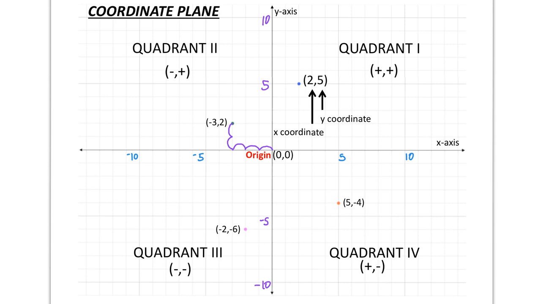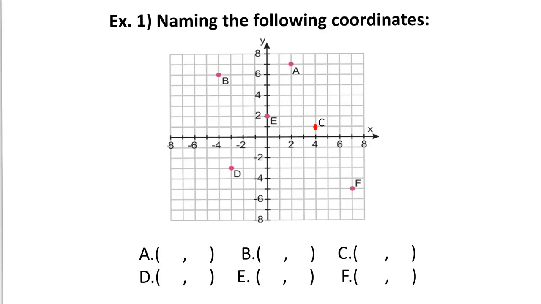So let's try an example. I have points A all the way to F on this coordinate plane. I put the units so you can see the steps that we have to do or count. So let's go ahead and look at point A. Point A is right here. The origin is right in the middle. So I need to know how many steps I need to move from the origin to point A. So from the origin, I'm going to count.